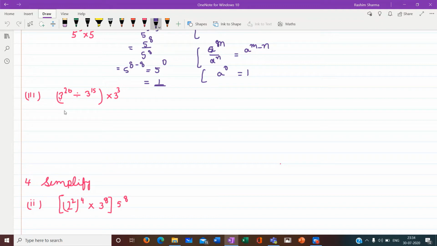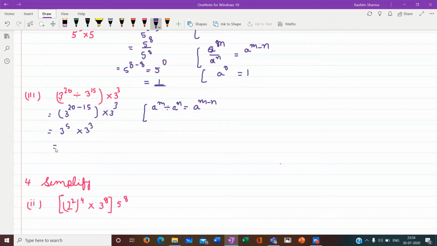We subtract the powers. Alright. So what we will do here? 3 raised to power 20 minus 15, into 3 raised to power 3 as it is. This is, we have done a raised to power m divided by a raised to power n, it is equal to a raised to power m minus n. So we get here 3 raised to power 5 into 3 raised to power 3 is already here.